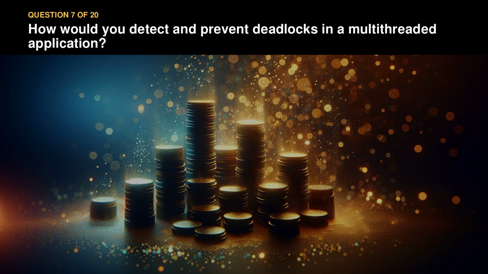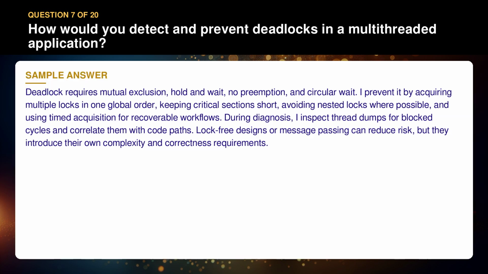Question 7. How would you detect and prevent deadlocks in a multithreaded application? Deadlock requires mutual exclusion, hold and wait, no preemption, and circular wait.